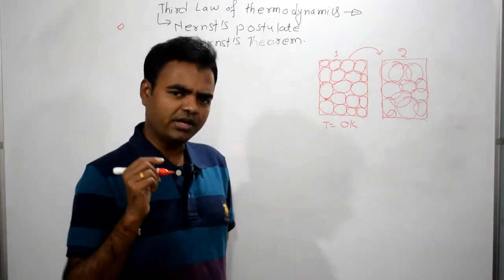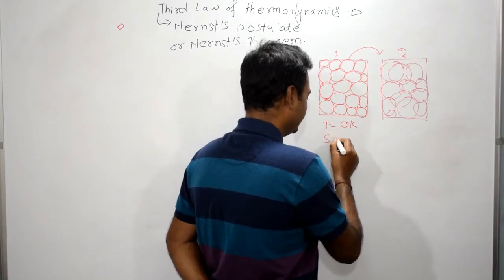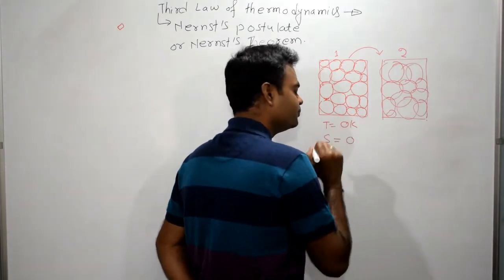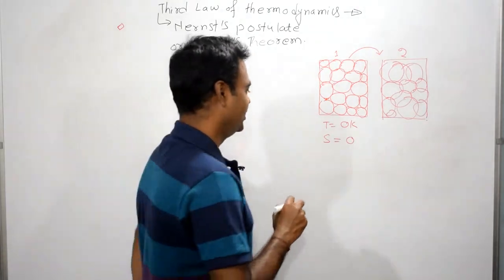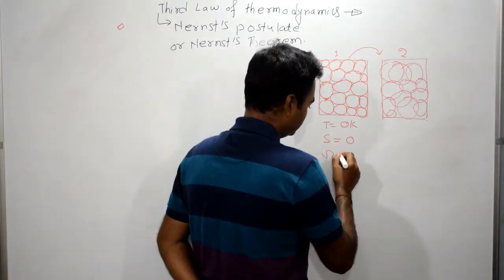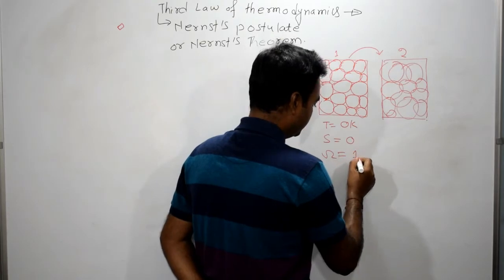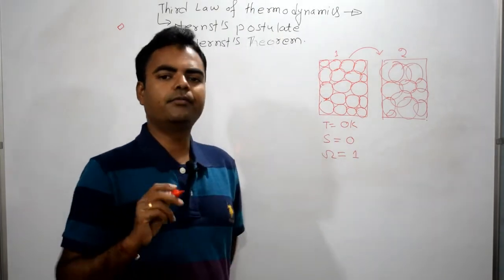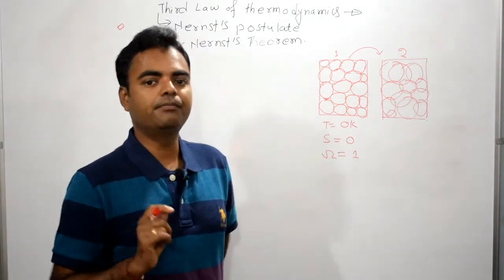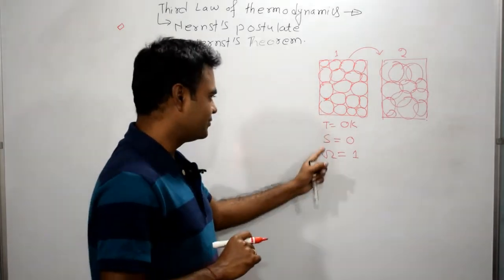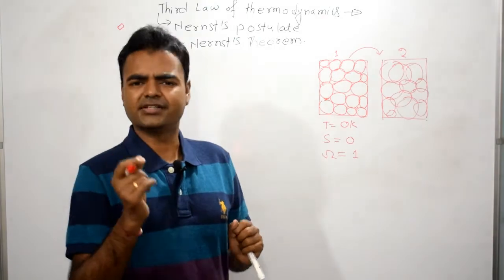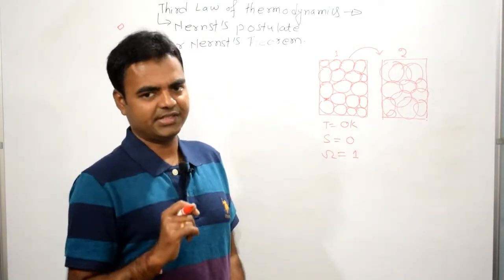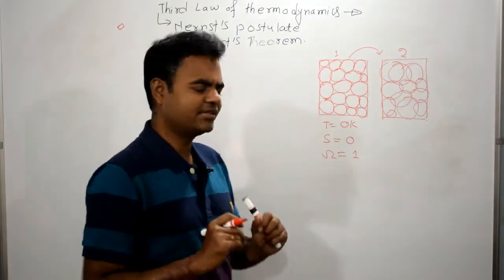When the temperature is 0 Kelvin, in that case entropy is equal to what? 0. From the third law of thermodynamics we got it. And omega is equal to 1. What is omega? The number of microstates. This will be helpful to derive the expression of the third law of thermodynamics. It's very simple, very easy to understand.